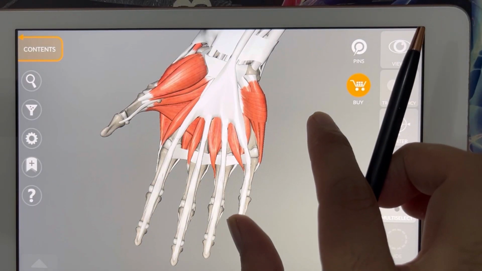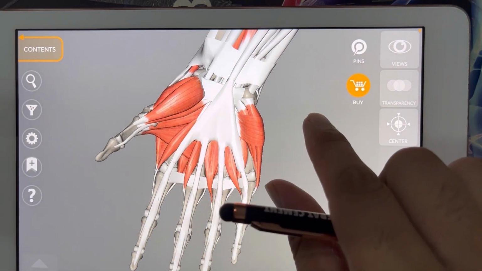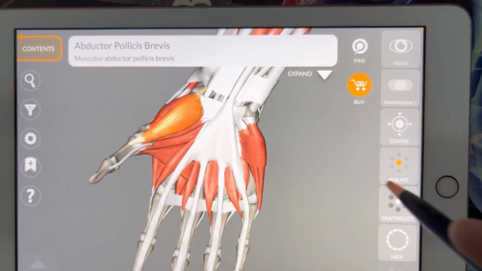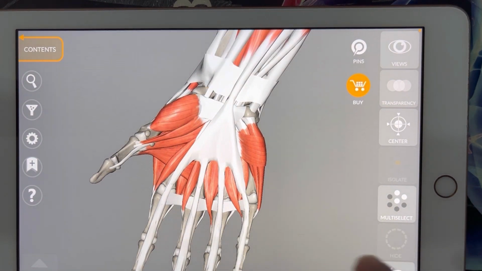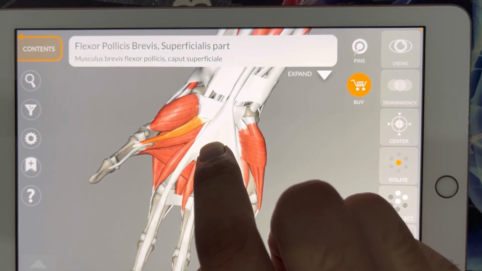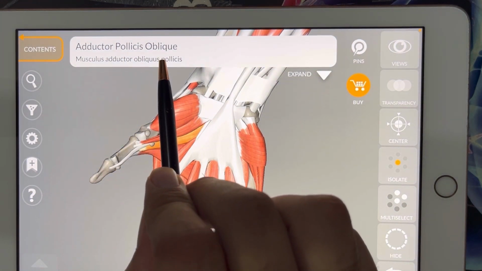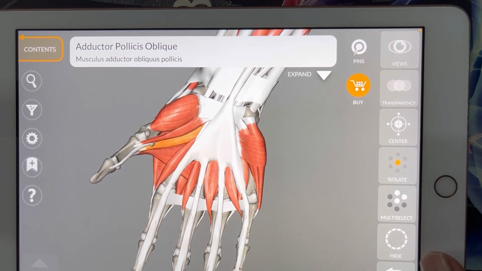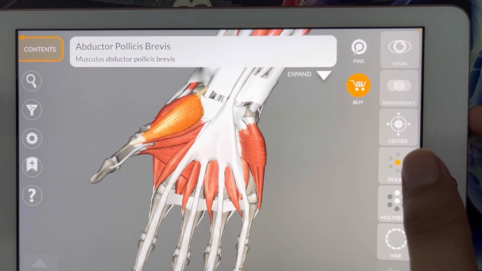Now student, as you can see, this region is the thenar compartment, and in the thenar compartment, first we will discuss the anatomy of the abductor pollicis brevis muscle. This highlighted muscle is the abductor pollicis brevis muscle, this is the opponens pollicis muscle, this is the flexor pollicis brevis muscle, and this is the adductor pollicis muscle. So these 4 muscles form the thenar compartment of the hand. First we will discuss the abductor pollicis brevis muscle.